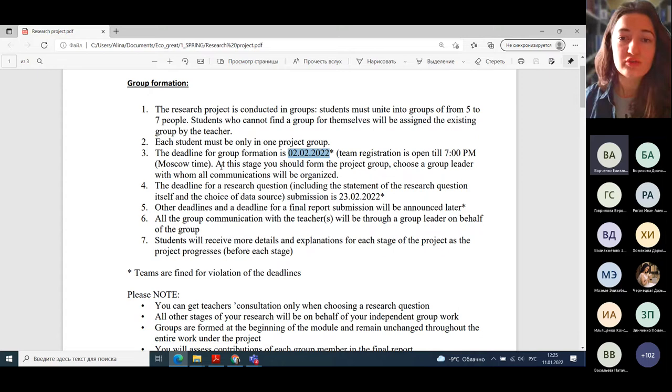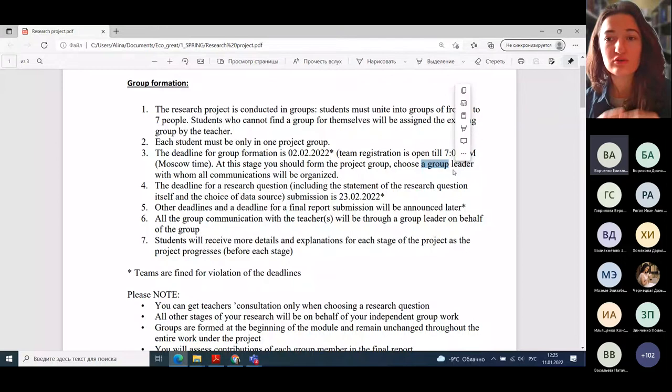Of course, it means that you also need to find a group leader. That could be only one person. You should decide within your group who it will be. The role of group leader is communication: communication with us, with teachers, and within the group. So the group leader should organize all communication within the group and with us.